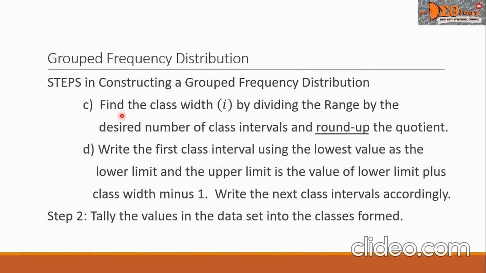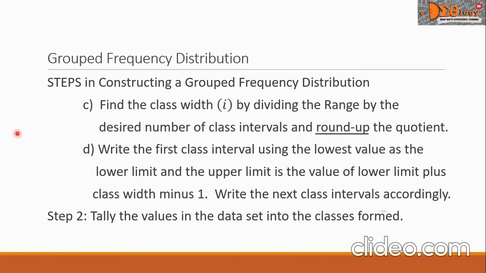Letter C, find the class width, denoted by I, by dividing the range by the desired number of class intervals and round up the quotient. Letter D, write the first class interval using the lowest value as the lower limit, and the upper limit is the value of lower limit plus class width minus 1. Write the next class intervals accordingly.